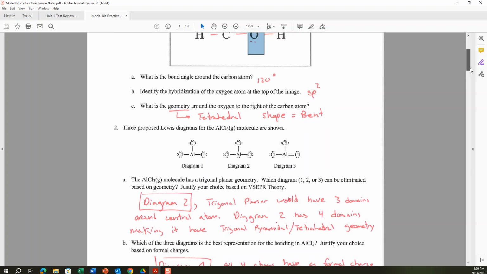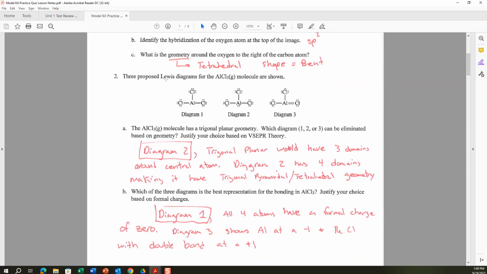All right, number 2, we have 3 possible diagrams for the compound AlCl3.